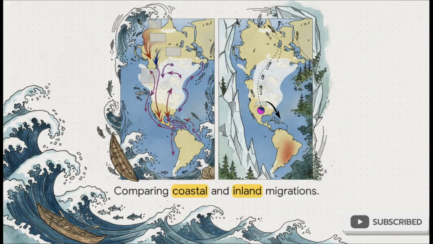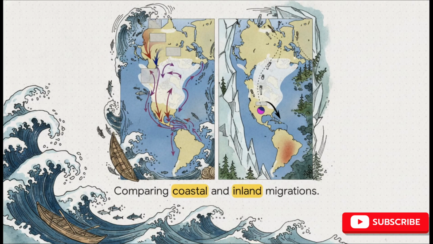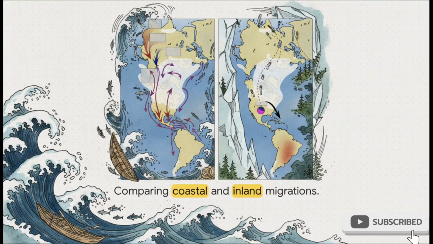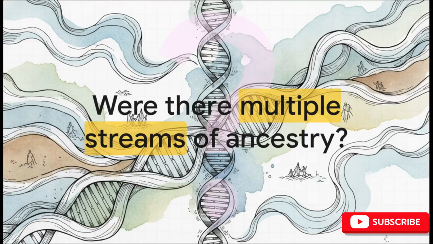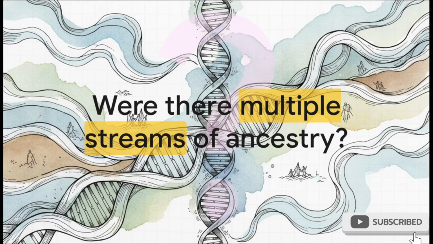So pitting these two grand migration models against each other, you have the rapid, earlier coastal migration hugging the shoreline on one hand, and on the other, you have the much later, slower movement pushing through that interior corridor once the ice finally parted. But here's the million-dollar question. Did a single group populate the rest of the continent, or were there multiple ancestral streams? Once these pioneers made it past the ice, the story gets incredibly complex. And our own modern DNA holds the ultimate clues.